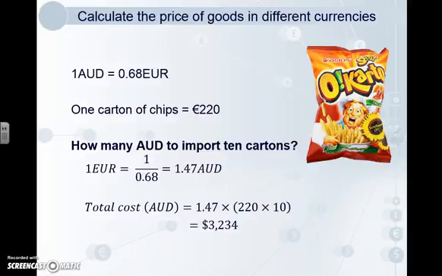So the first thing we need to do is find the inverse exchange rate. How many Australian dollars to buy 1 euro? Because we're buying the potato chips in euros. Then we just use the fact that 1 euro equals 1.47 Australian dollars to work out the total cost in Australian dollars. So we followed the same equation as before, we know how to do that, and then we just plug in the values, the 220 per carton and the 10 cartons. And we see that in Australian dollars we have to pay 3,234.